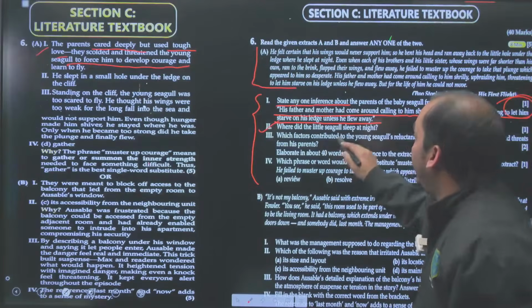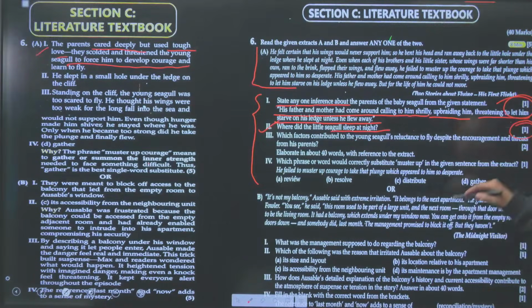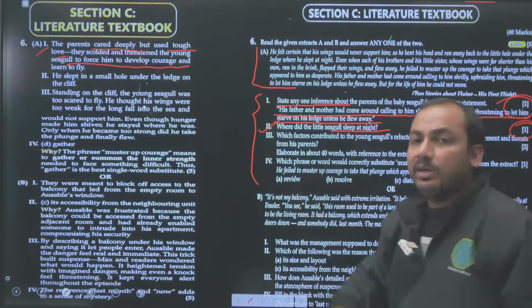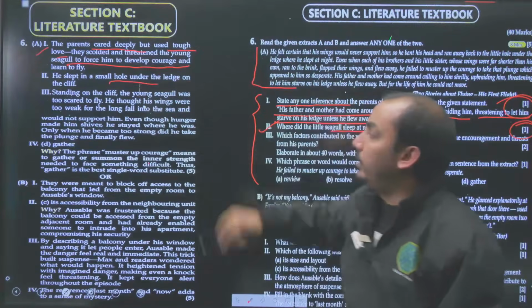Now question number 2: where did the little seagull sleep at night? This was also a 1 mark question. You just have to write the location, not the detail about the seagull. It slept in a small hole under the ledge.